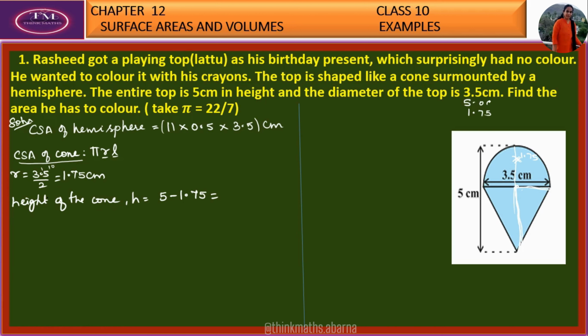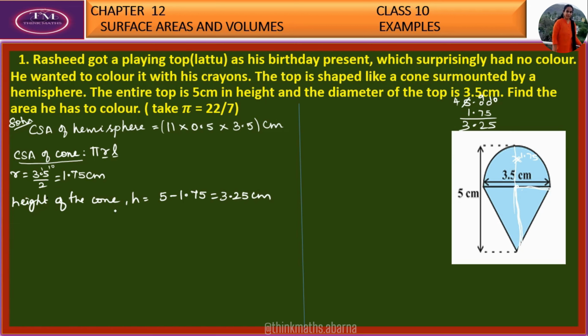So add a 0 after the decimal, it doesn't make any change. So 0 minus 5 is not possible. So make it 1 4 here. So it is 10 and this is 9. 10 minus 5 is 5. 9 minus 7, 2. 4 minus 1, 3. So it is 3.25 centimeter.